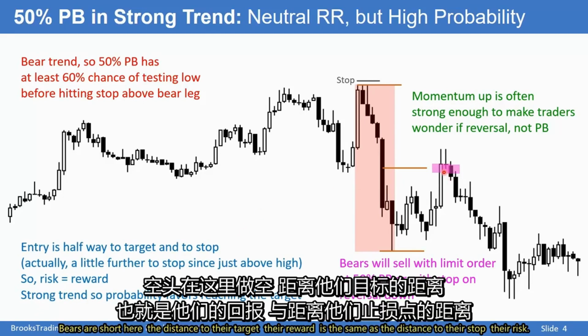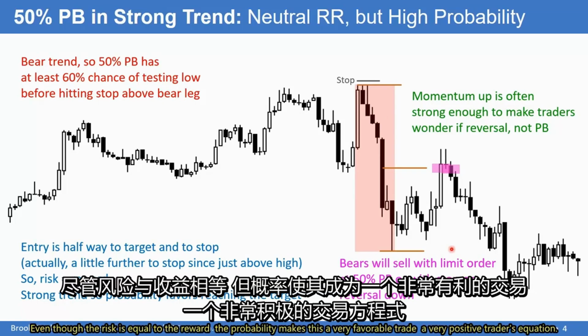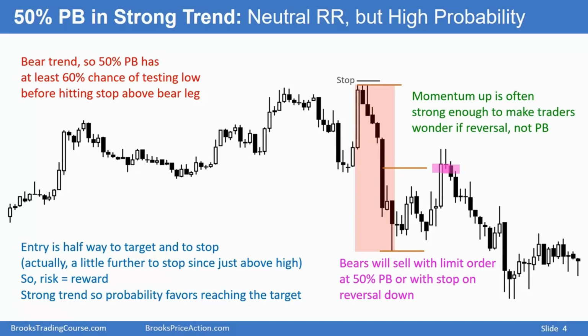Bears who short here, the distance to their target, their reward is the same as the distance to their stop, their risk. But the probability of making their reward is maybe 60%. Even though the risk is equal to the reward, the probability makes this a very favorable trade, a very positive trader's equation.